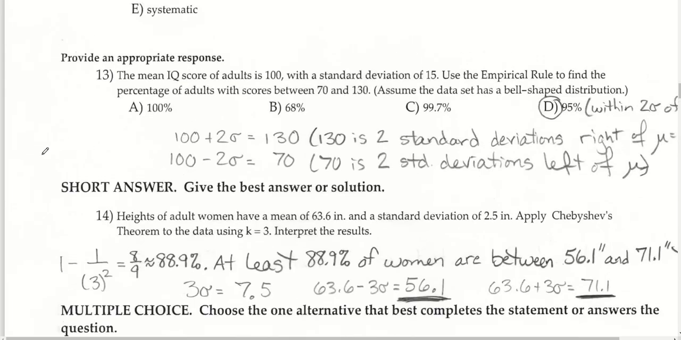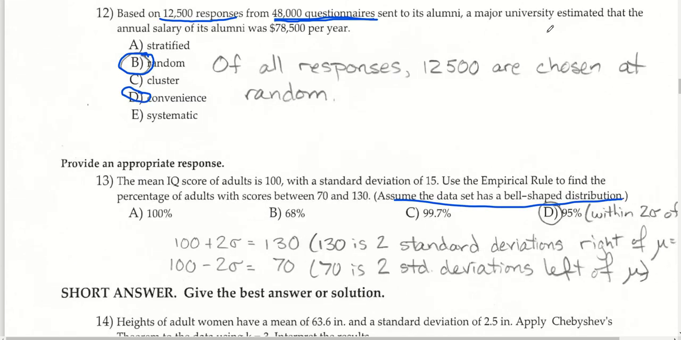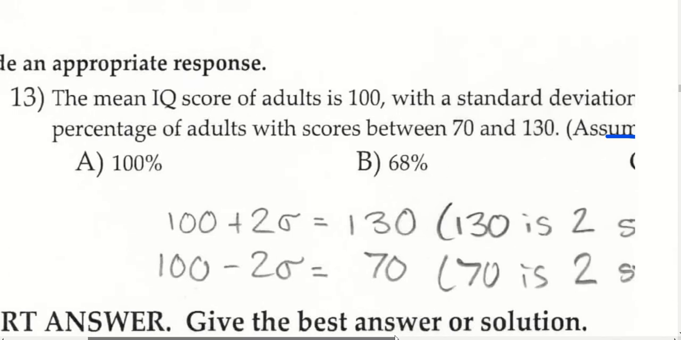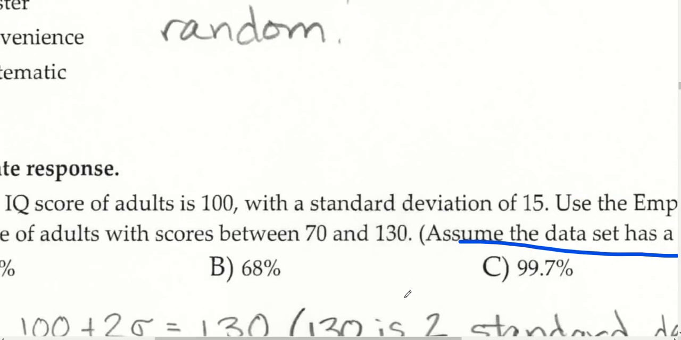In question 13, it says the mean IQ score for adults is 100 with a standard deviation of 15. Use the empirical rule to find the percentage of adults with scores between 70 and 130, and assume that the data has a bell-shaped distribution. Again, that bell-shaped distribution is what we call a normal distribution. And the empirical rule discusses the way in which the data set is broken down according to a normal distribution.